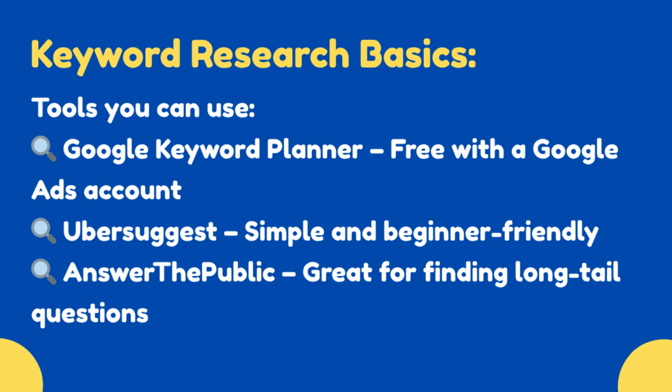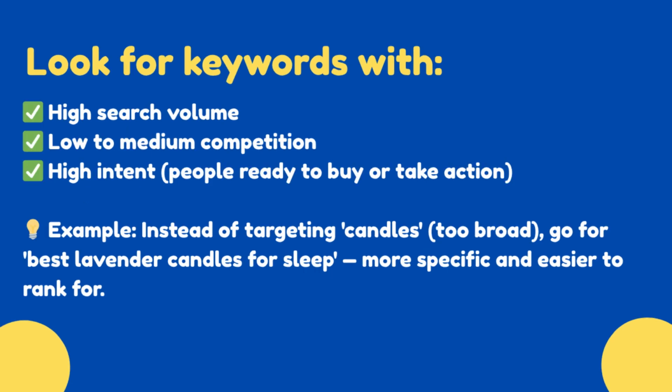Tools you can use are Google Keyword Planner, free with a Google Ads account. Ubersuggest, simple and beginner friendly. Answer the Public, great for finding long tail questions. Look for keywords with high search volume, low to medium competition, high intent, people ready to buy or take action, etc. Example, instead of targeting candles, go for best lavender candles for sleep. More specific and easier to rank for.